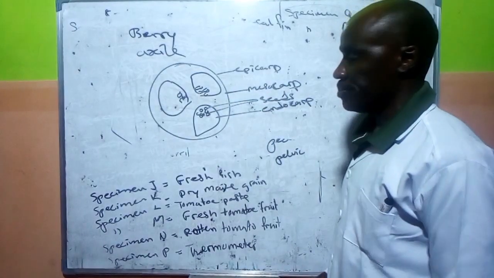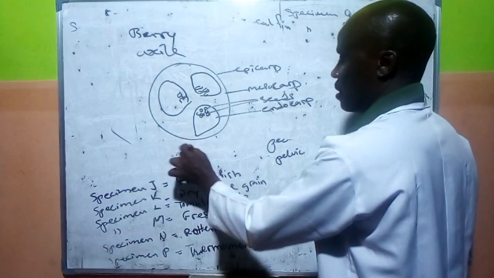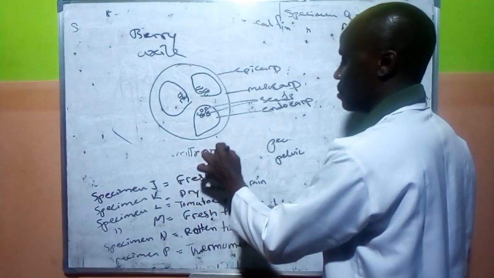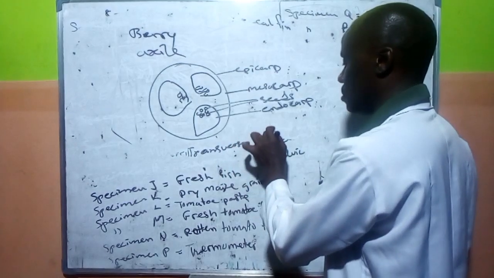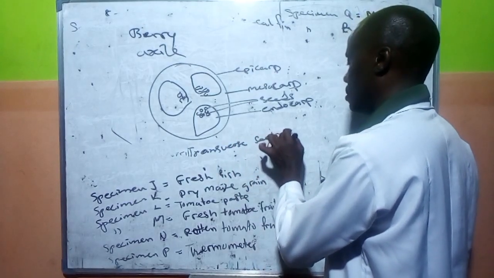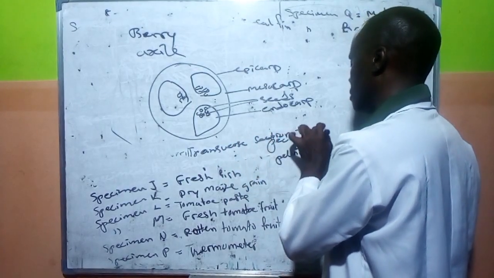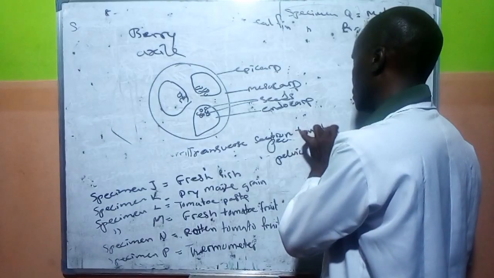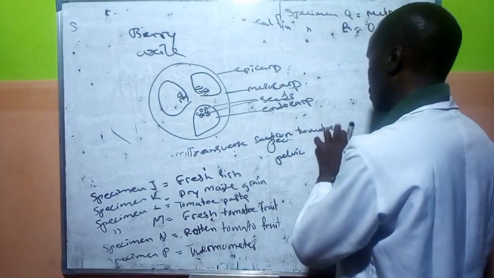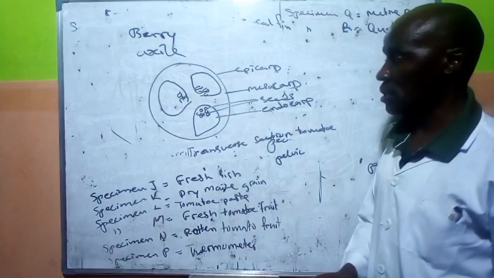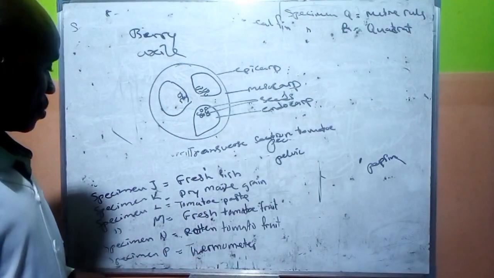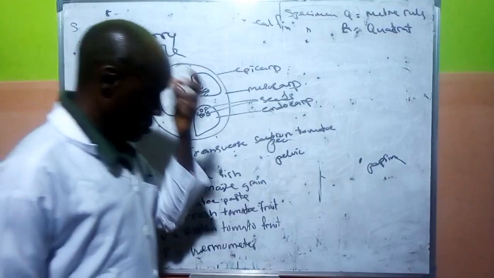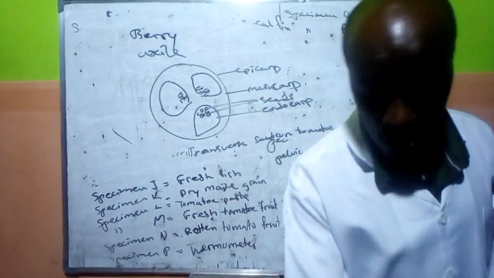We have the seed. So this is a kind of transverse section of tomato fruit. So this is what it is like, and that's what I think you should be looking out for. So the rotten fruits, we have it here.